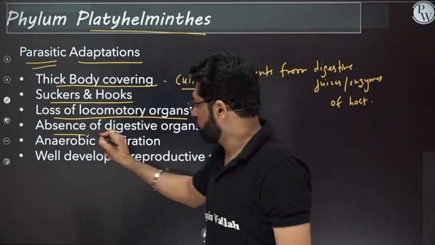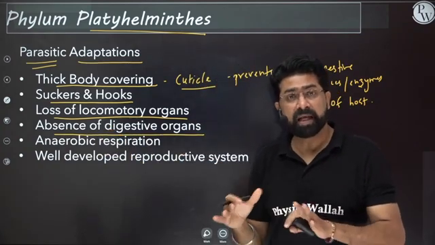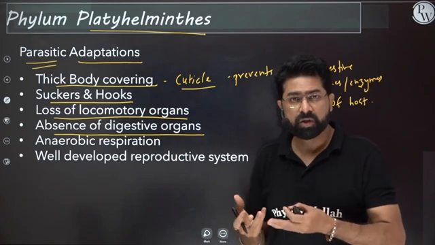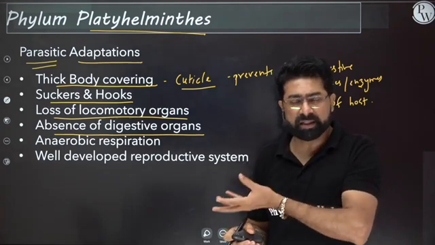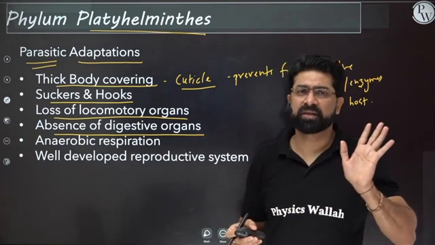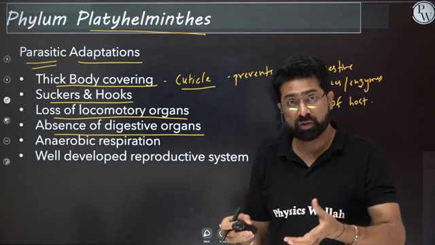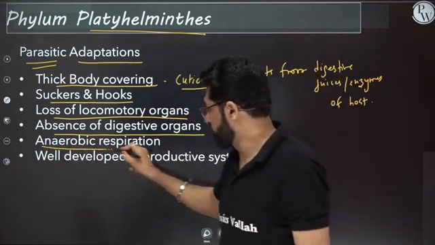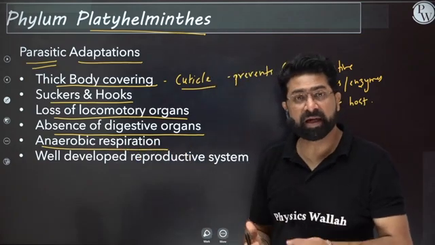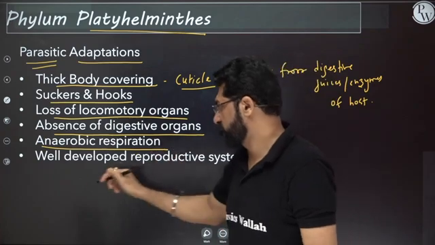Absence of digestive organs. In some cases, like in tapeworm, they have complete absence of digestive organs. So they just have to suck the blood or the digestive food, and they are growing in size. So they don't have any development of organs inside. So that's very good for them. And they go for anaerobic respiration. Some have anaerobic respiration, so they don't have to come out of the body. So they are very good endoparasites.